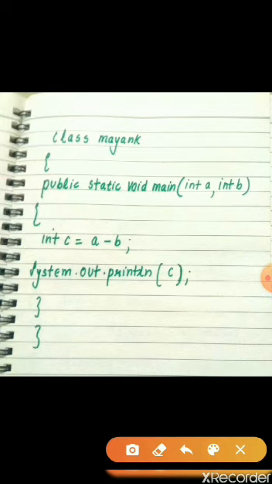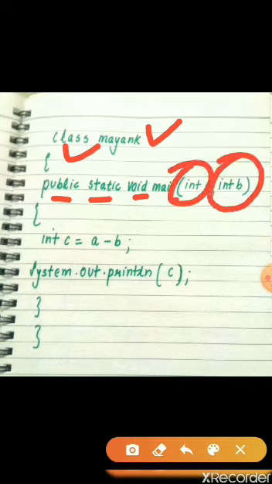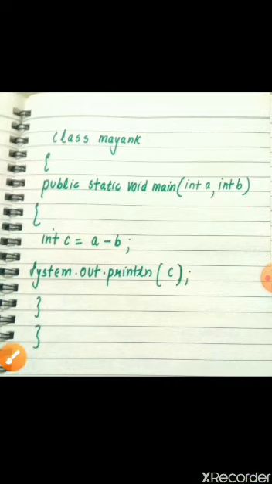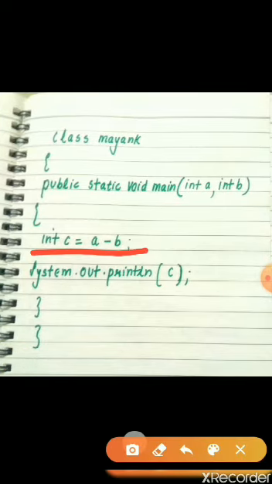Okay, now I am writing the same here: class Mayank, opening the bracket, public static void main. I am taking two variables because we have to find the difference of two numbers, so integer a and integer b, two numbers are there. Again in the next line we are opening the bracket and in the next line we are writing integer c is equals to a minus b.